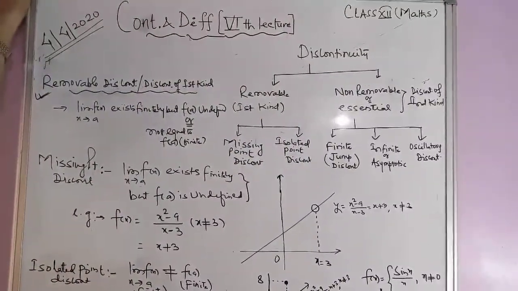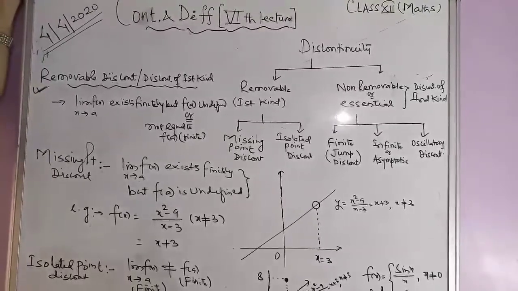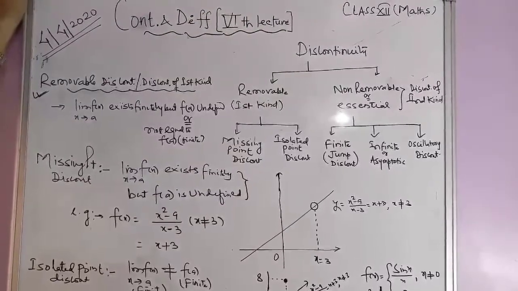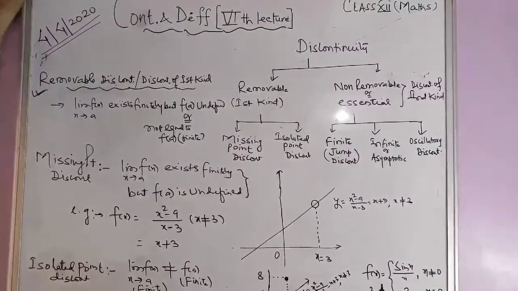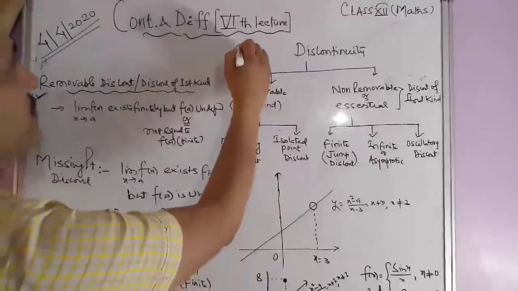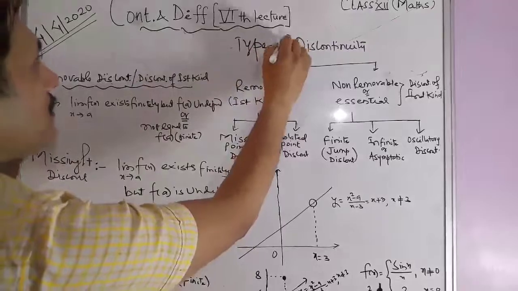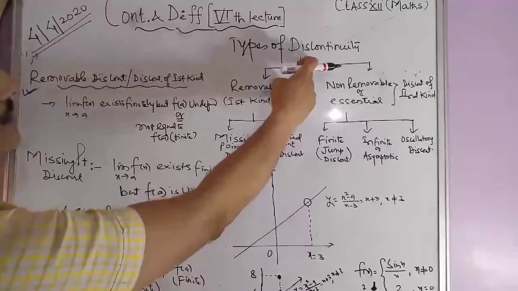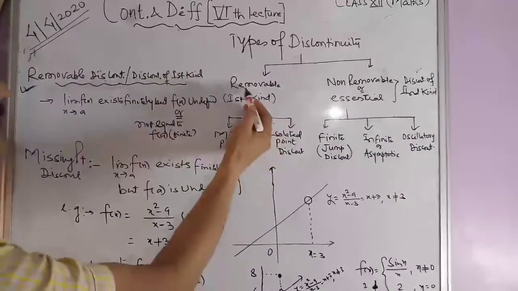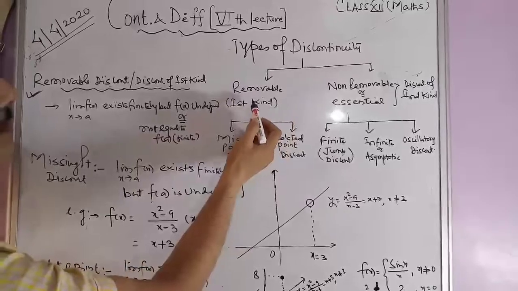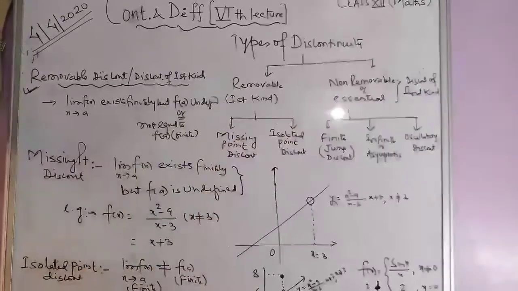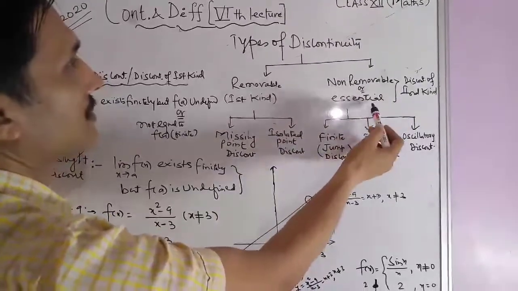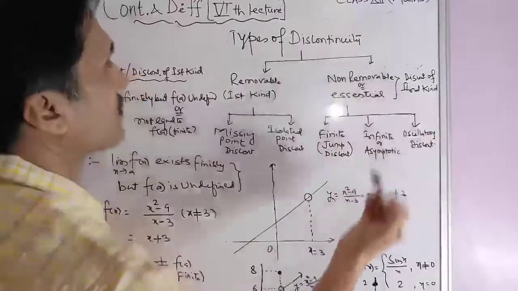Today, we shall learn some miscellaneous points which are needed in doing objective questions. Here, first we discuss some types of discontinuity. We divide discontinuity in two types: removable discontinuity, also known as discontinuity of first kind, and non-removable or essential discontinuity, or discontinuity of second kind.